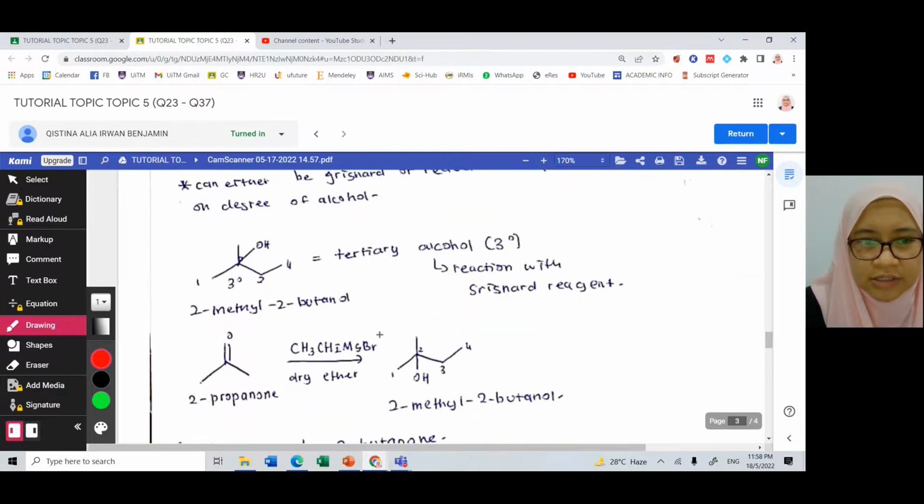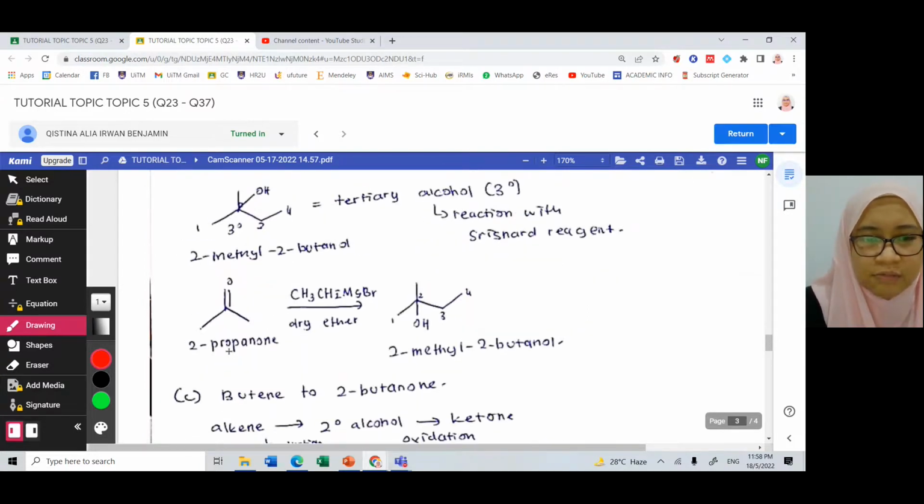So, reaction with Grignard reagent. We're going to start with 2-propanone, the starting compound, and then we react it with CH3CH2MgBr. This is the Grignard reagent. It will act as a nucleophile because it is a carbanion, so it will attack the carbon that is directly attached to the oxygen.